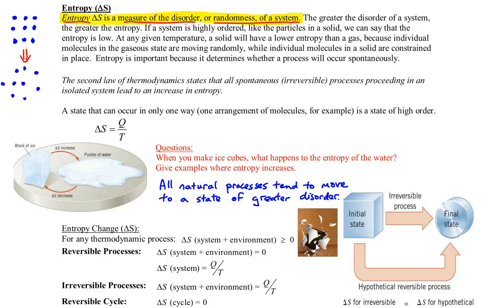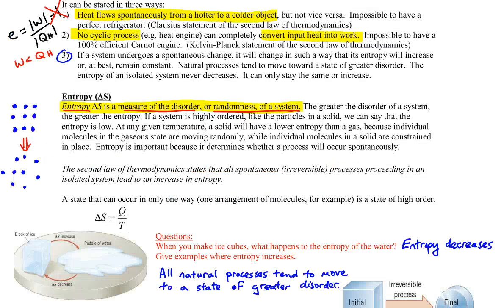But you can have situations where the entropy of a system does decrease. For example, this puddle of water can be made back into ice if you were to remove the heat from the system, and hence the entropy would decrease. So when you make ice cubes, the entropy of the water decreases. So we talked about how entropy is a measure of the disorder or randomness of the system, and that natural processes tend to move to a state of greater disorder.